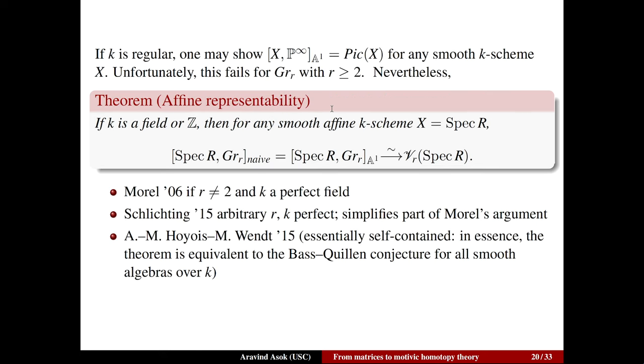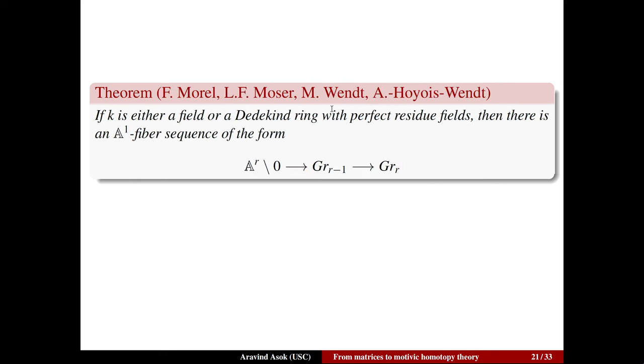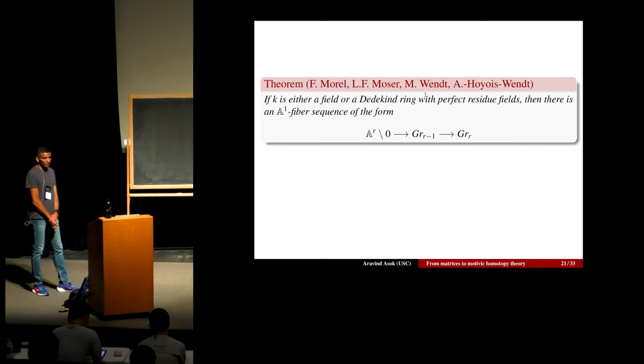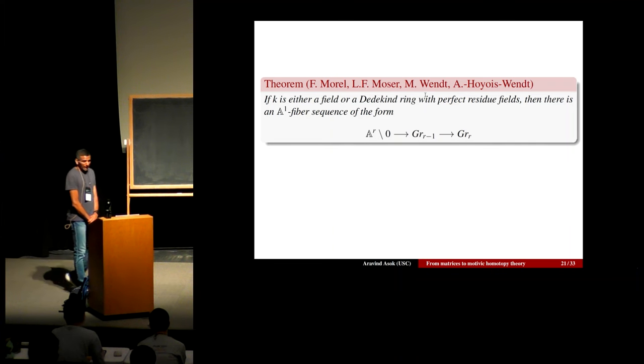And so I can go back to my lifting problem and I can ask, well, can I phrase this as a homotopical lifting problem? And in order to do that, I need to know that if I look at the corresponding stabilization map from the Grassmannian of R minus 1 planes to the Grassmannian of R planes, then I can describe its fiber in the motivic homotopy category. So I can understand the failure of this map to be an equivalence.